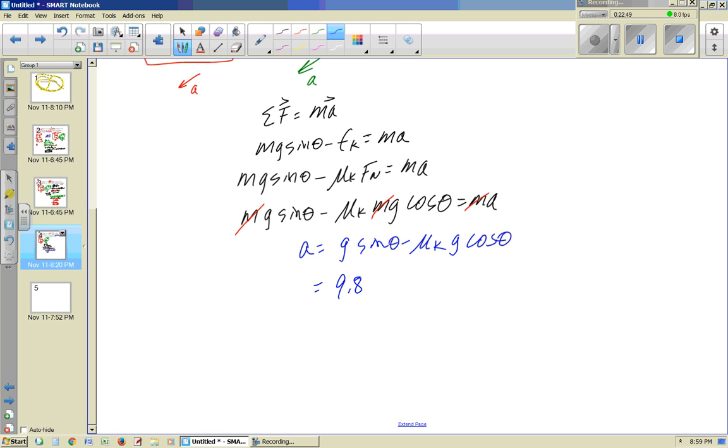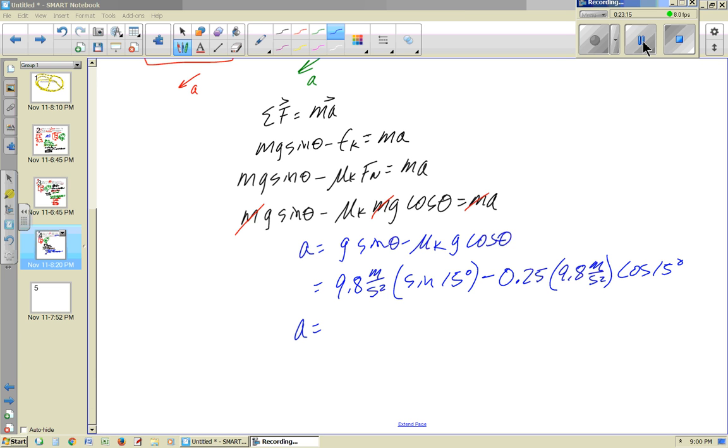So 9.8 meters per second squared times the sine of 15 degrees minus 0.25 times 9.8 meters per second squared times the cosine of 15 degrees. So our acceleration is, get your calculators, punch it in. I'll give you a few seconds to calculate it while I do mine. Okay, got my answer. Give me a few more seconds.